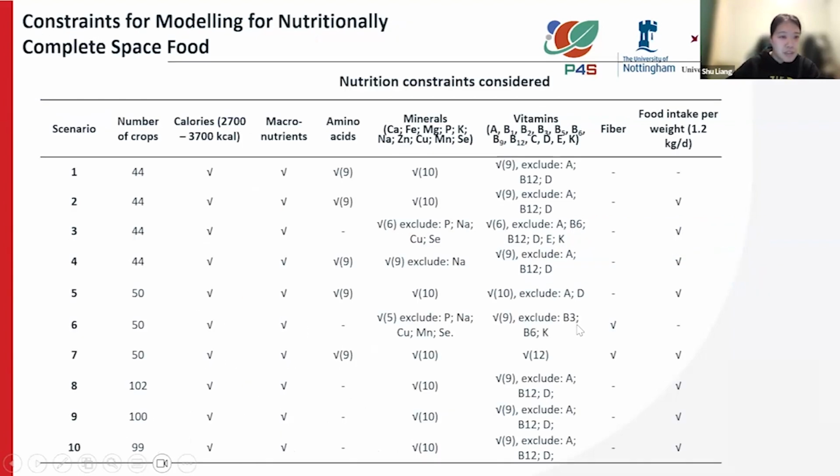And we simulated 10 scenarios for the astronauts' food combination. We consider the different number of crops and different nutrition, including the calories, micronutrients, amino acids, minerals, vitamins, and so on. More importantly, we consider the food intake, like the food intake is 1.2 kilograms per day. And since it's hard to find the data, some minerals and vitamins are excluded.